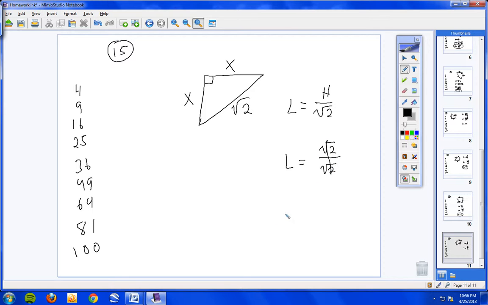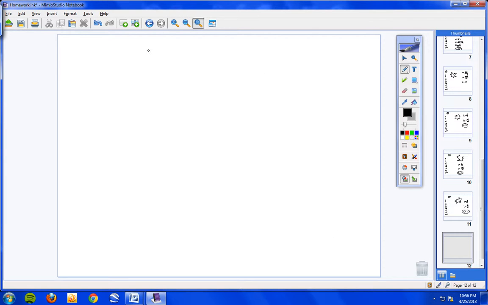Please don't put that the leg equals 0. Everything cancels out. You're left with 1 over 1 or just 1. So the length of the leg is 1. Okay, moving on to number 16.